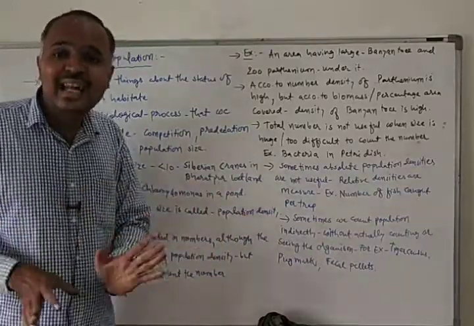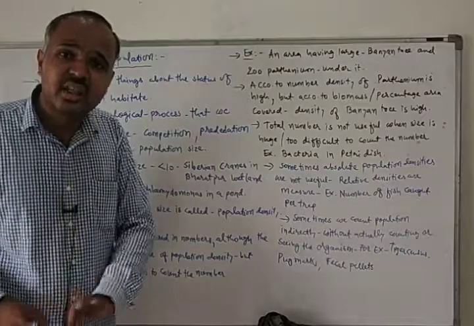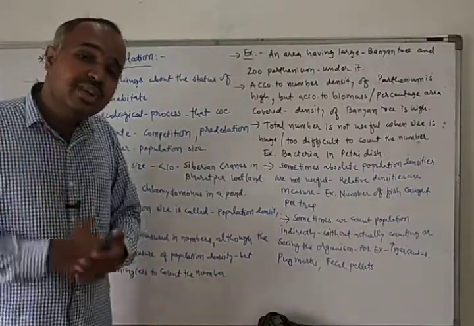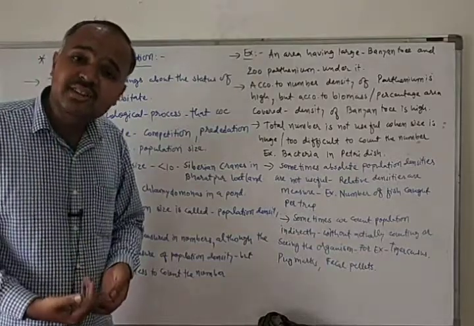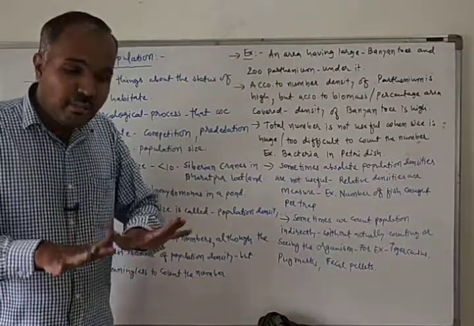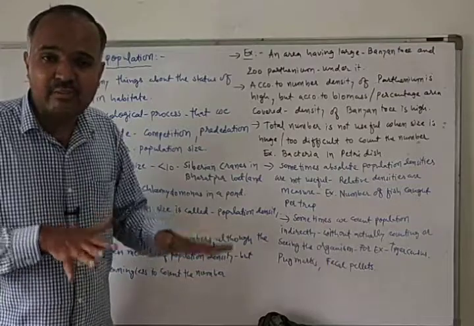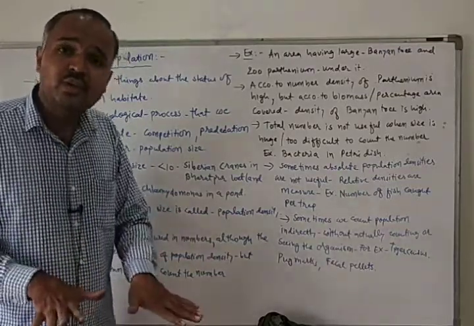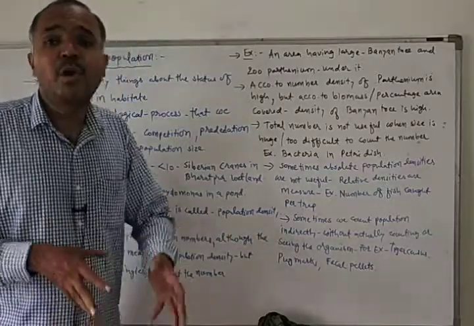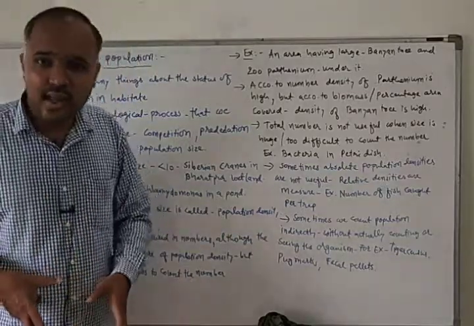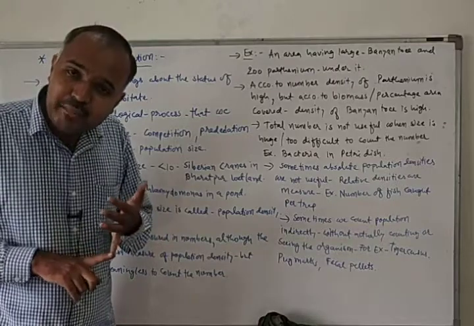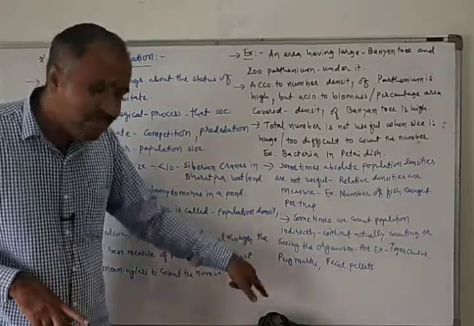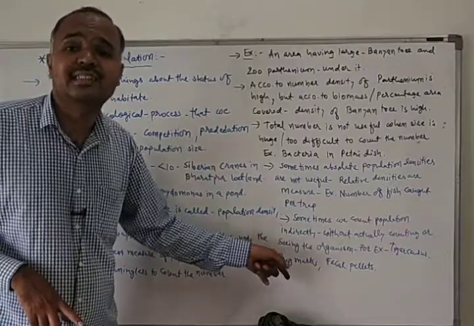Okay, can you imagine that? We do tiger census without actually seeing the tiger. So how can we do the tiger census? We can do tiger census by counting the pug marks of the tiger as well as the number of the fecal pellets of the tiger. Okay, we will count the number of fecal pellets and we will count the pug marks of the tiger. On that basis we will count the population density of the tiger.